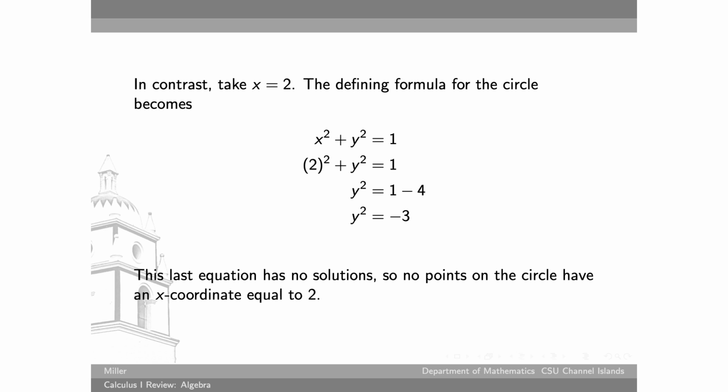In contrast, take x equals 2. The defining formula for the circle becomes 2 squared plus y squared equals 1, which simplifies to y squared equals negative 3. This equation has no solutions, so no points in the circle have an x-coordinate equal to 2.